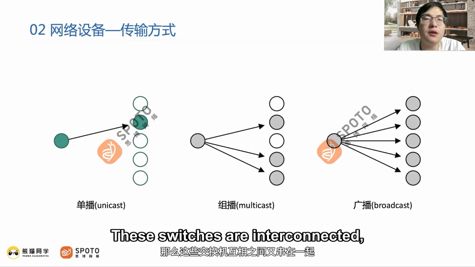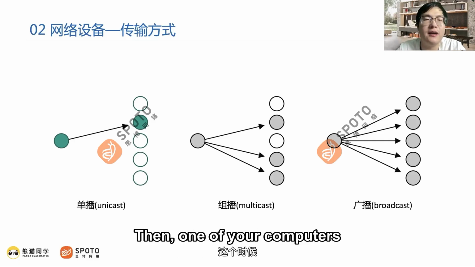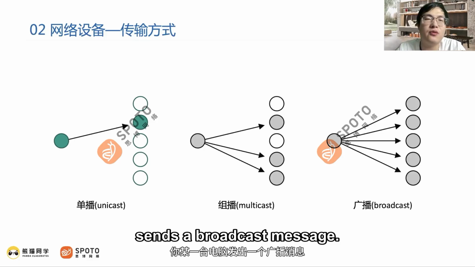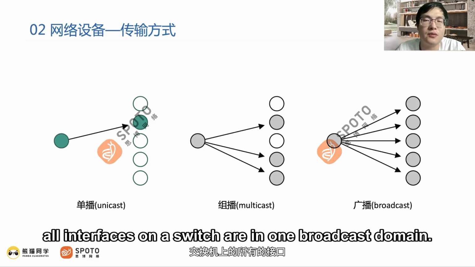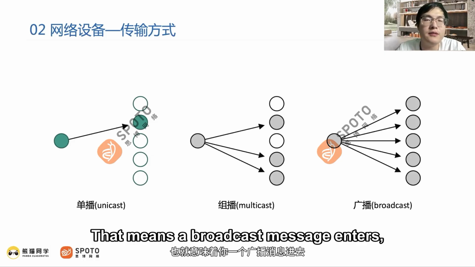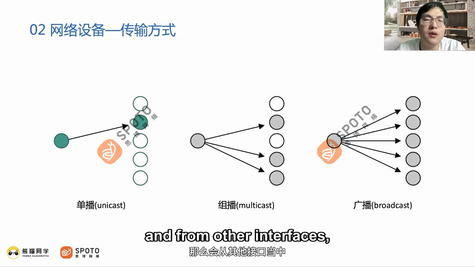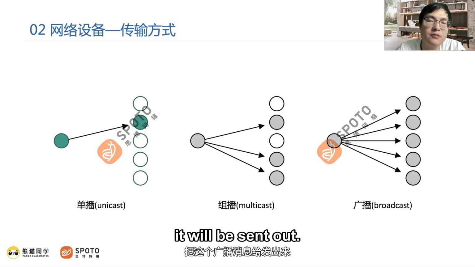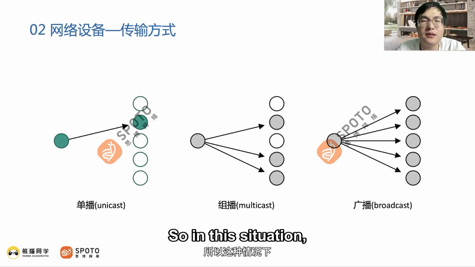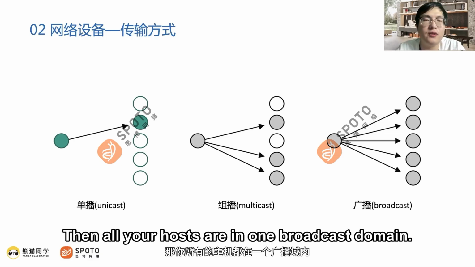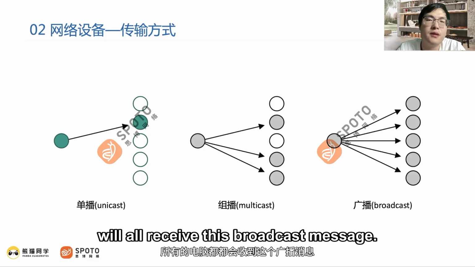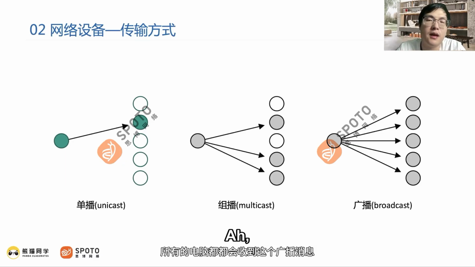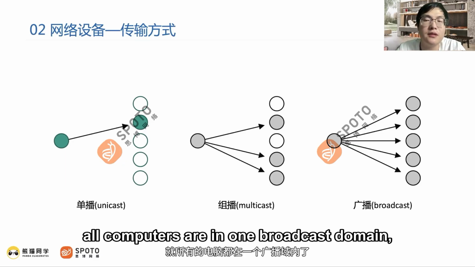These switches are interconnected. Right? Then, one of your computers sends a broadcast message. By default, all interfaces on a switch are in one broadcast domain. That means a broadcast message enters, and from other interfaces, it will be sent out. Right? Okay, so in this situation, all your hosts are in one broadcast domain. When a message goes in, all computers will receive this broadcast message. So in that case, all computers are in one broadcast domain.